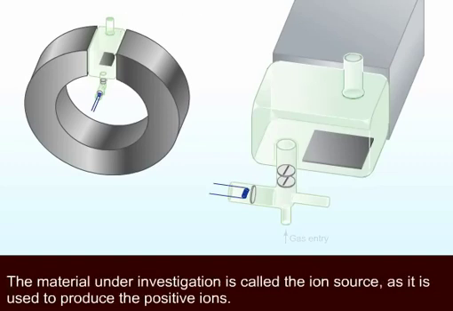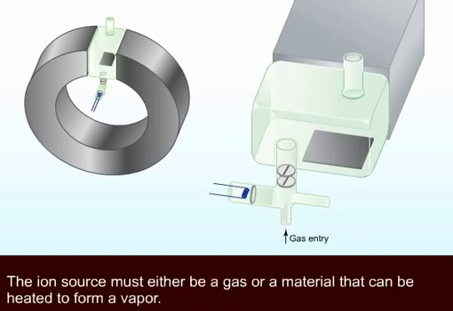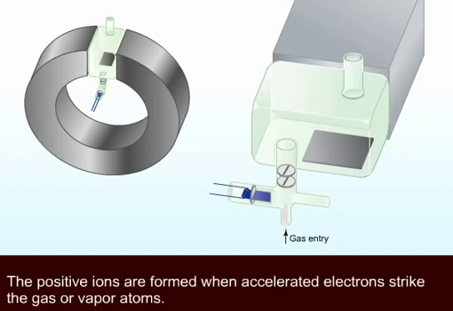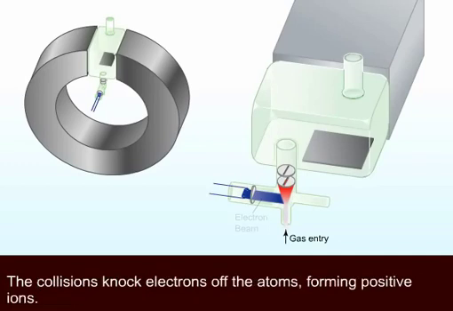The material under investigation is called the ion source, as it is used to produce the positive ions. The ion source must either be a gas or a material that can be heated to form a vapor. The positive ions are formed when accelerated electrons strike the gas or vapor atoms. The collisions knock electrons off the atoms, forming positive ions.